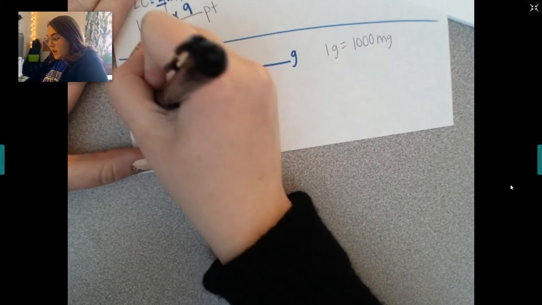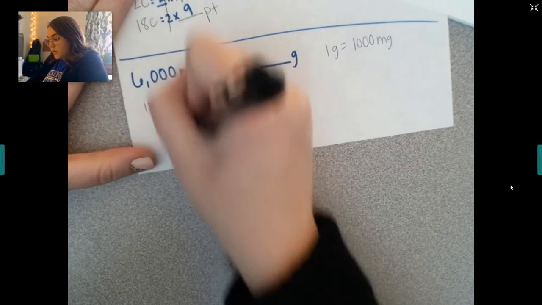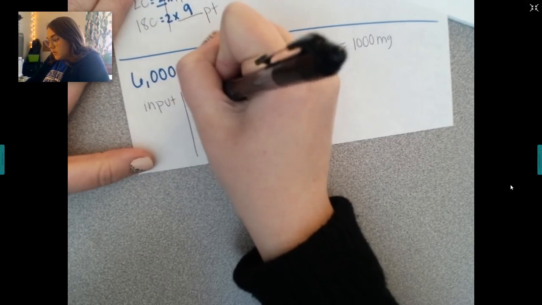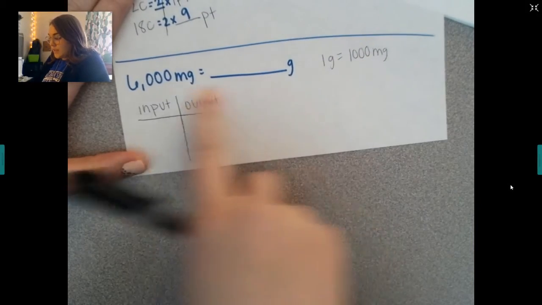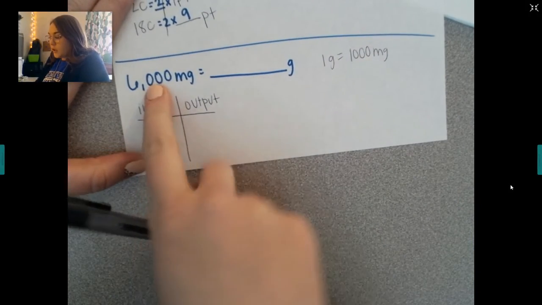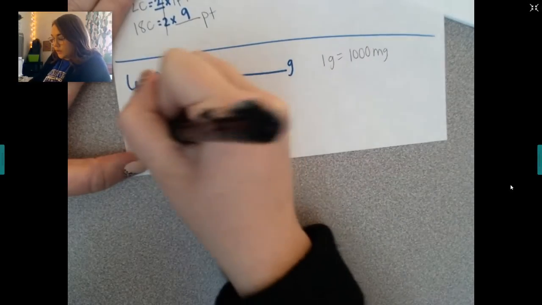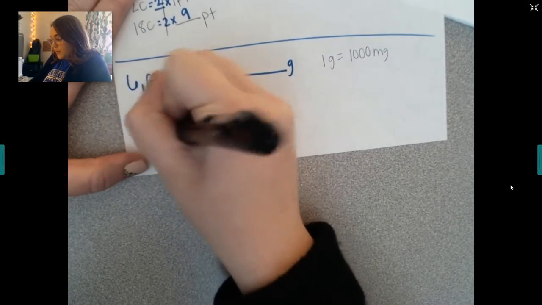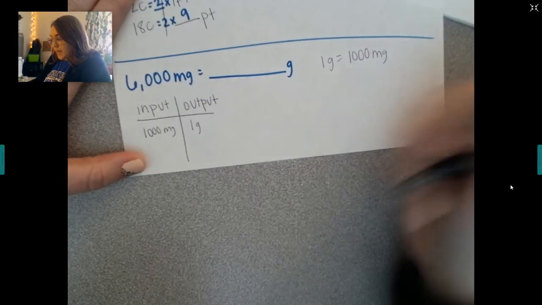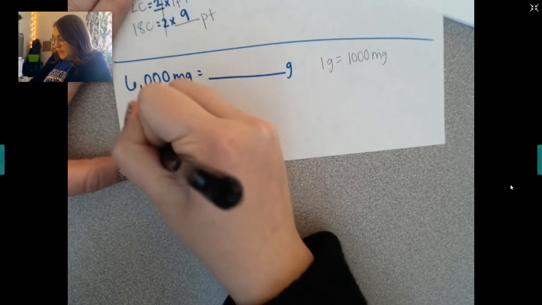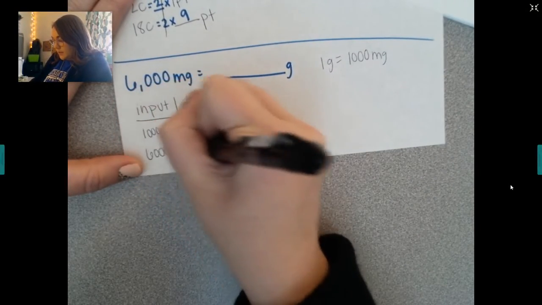Okay, so you should have unpaused by now. Okay, so I noticed that the milligrams are the first thing. So I'm going to need to switch this around. So you should have put 1,000 milligrams here and 1 gram here. And now you can easily plug in 6,000 milligrams and blank.